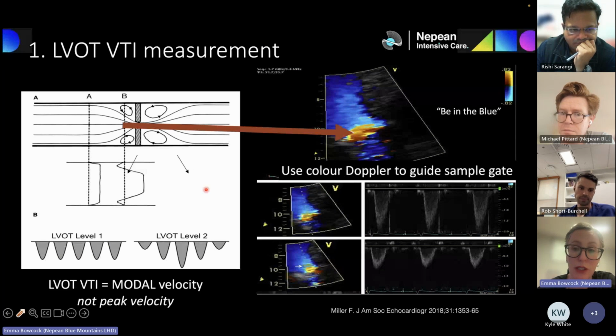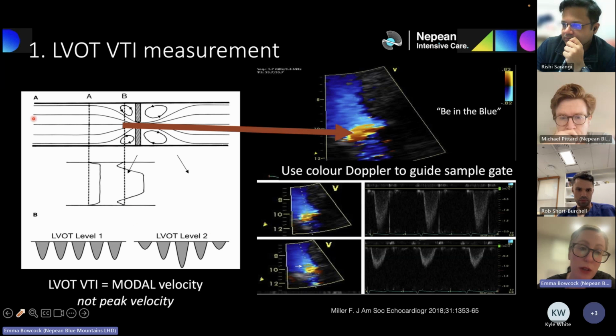So what can we do wrong with this? I think the main thing that we do is either underestimate or overestimate the VTI. So a couple of ways we can do this. We all know that flow profile, so fluid dynamics: fluid coming in, narrowing here, you get lots of flow turbulence. Now, what we want to measure is the modal velocity, which is the average velocity of the red cells as they're coming towards the valve. That's what we want. We don't want the peak velocity. So you can see we want this flat profile here. We don't want this peak one here.